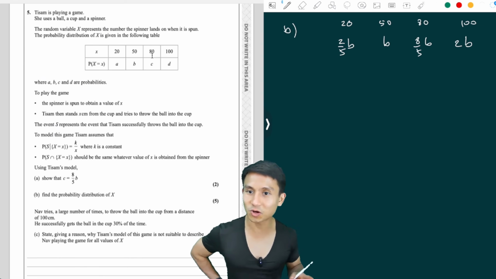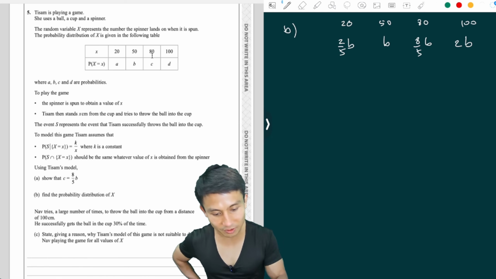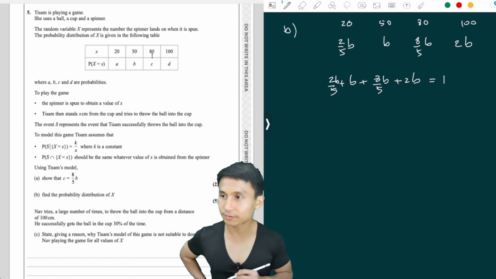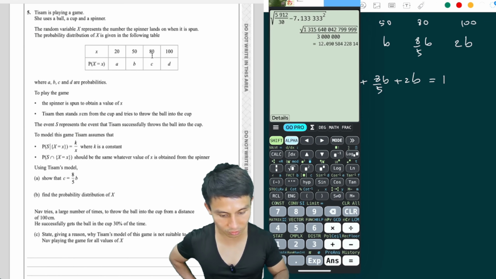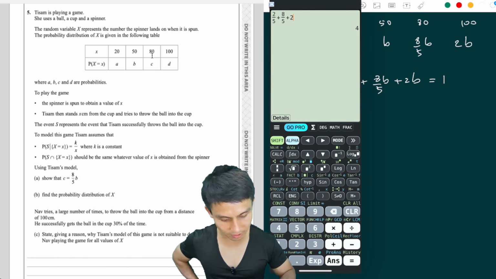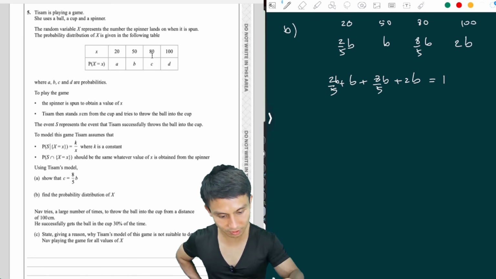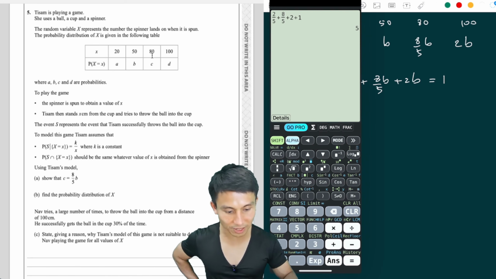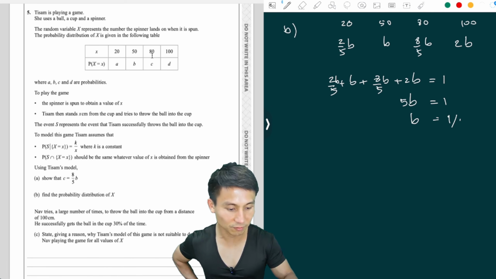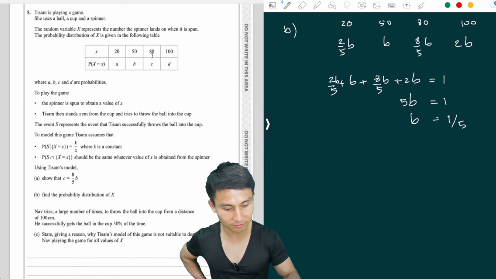So these will add up to 1, don't they? Right? So that will add up. Sorry, this is B as well. Equals 1. And we just solve for that, right? So 2 over 5 plus 8 over 5 plus 2, what's the other one? Plus 1, yeah? 2 over 5, 8 over 5. That's 5. So 5b equals 1, b equals 1 over 5. 1 over 5, sorry. Right?